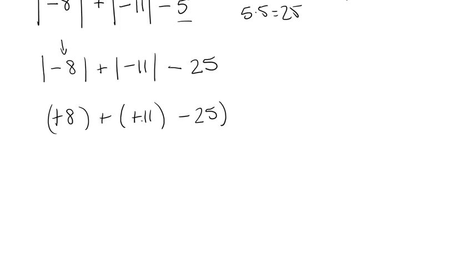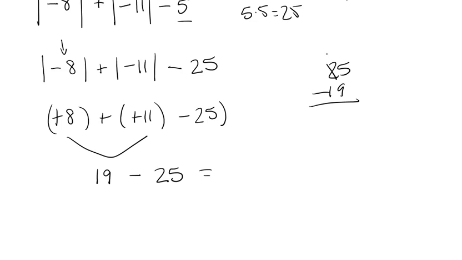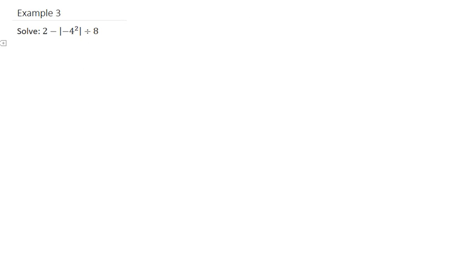So 8 plus 11 is 19, and then we have minus 25. So that is our last step. So we can go 25 minus 19. We need to borrow, so 15 minus 9 is 6. This is 0. So we're left with negative 6 as our final answer. Now let's do one final example. Example 3. Solve for the following.